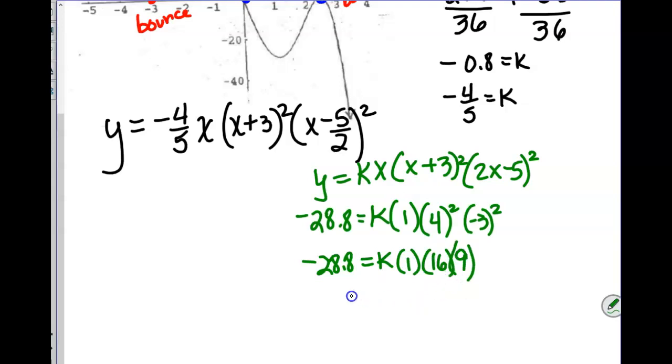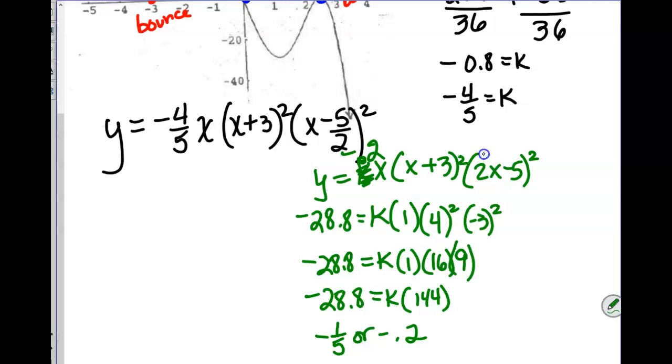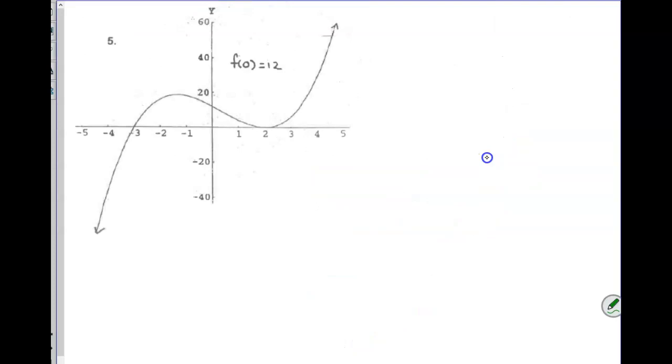It shouldn't be the same answer. 16 times 9 is 144. If you divide this by 144, I think you get negative 1/5 or negative 0.2. And that would be your K value here if you had put the 2 into this parenthesis back here. All right, and it'd be the same graph, I promise. Any questions? So I changed it by writing this factor differently, which changed the K value. I wouldn't mess with it and do it that way unless you're very confident you can get it right.